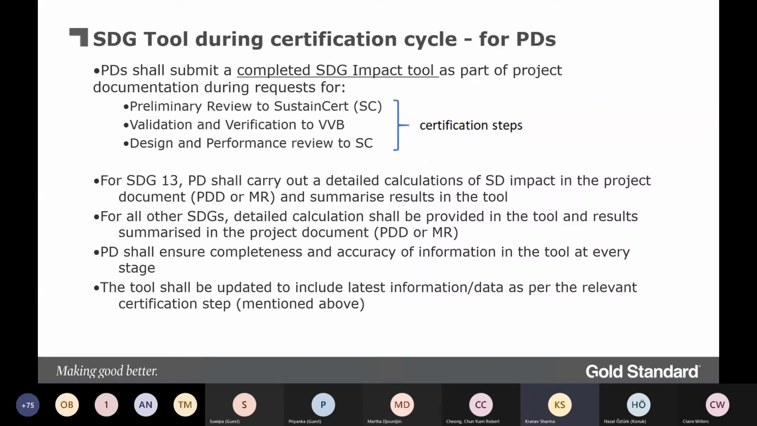So essentially, the PDs shall submit, as I mentioned, a completed sustainable development goal impact tool as part of the project documents, and this should be done during requests for preliminary review to Sustain Cert, request for validation and verification to VVB, and again during design and performance review to Sustain Cert. So these 3 bullets that you see contain the certification steps wherein the SDG tool needs to be submitted. It needs to be submitted during preliminary review in a completed form, during validation and verification, obviously, in a corrected form.